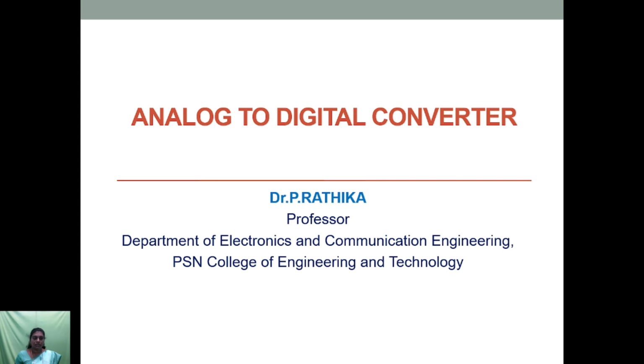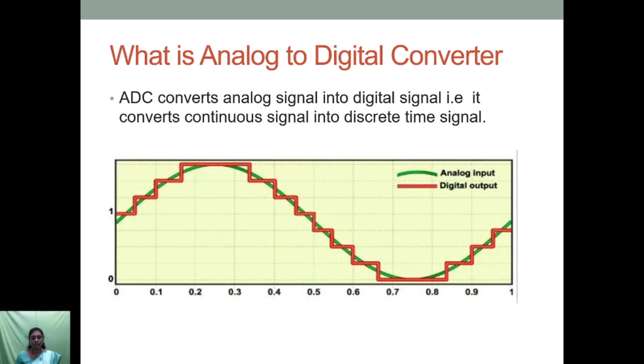In today's class, I am going to teach you analog to digital converter. First we will see what is analog to digital converter. So analog to digital converter is an electronic circuit which converts analog signal into digital signal. That is, analog signal means it is a continuous signal, that is it varies continuously with respect to time. This analog to digital converter will convert this continuously varying signal into a discrete time signal, or it may be called as digital signal.